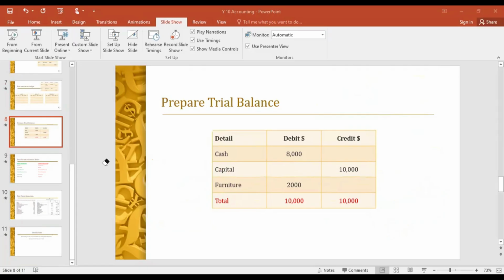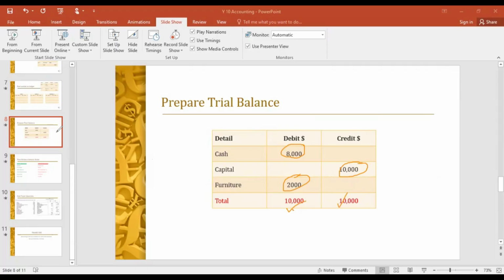Okay. So you see the trial balance. When you see the trial balance, you see that cash is 8,000, capital is 10,000, and furniture is 2,000, and the total of the trial balance is equal. And this is what happens: when you prepare a trial balance from journal to ledger, if there is no arithmetical mistake, then your trial balance will be equal at the end of the period.